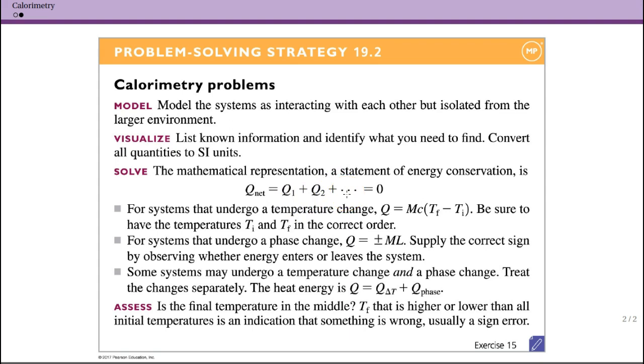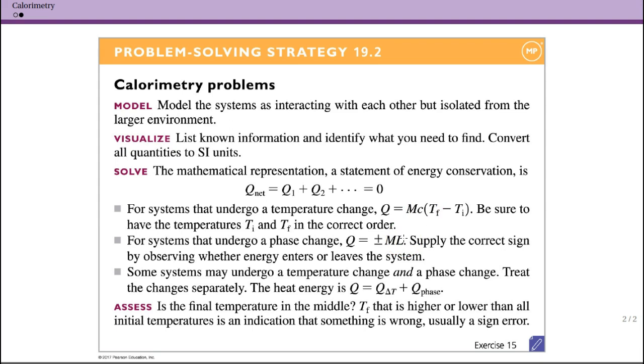Then you want to think about whether your system is undergoing a temperature change and a phase change. If it is doing both, you need to think about both of these terms. Otherwise, you might only have one. Make sure that you get your signs right. Make sure that you have the mass correct for that system and that you've identified your specific heat or your latent heat for that type of material.